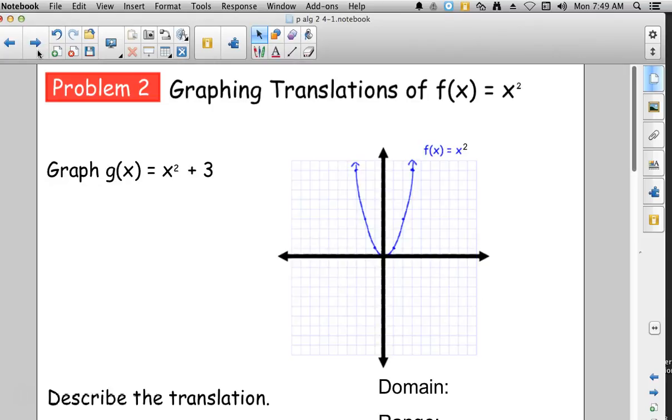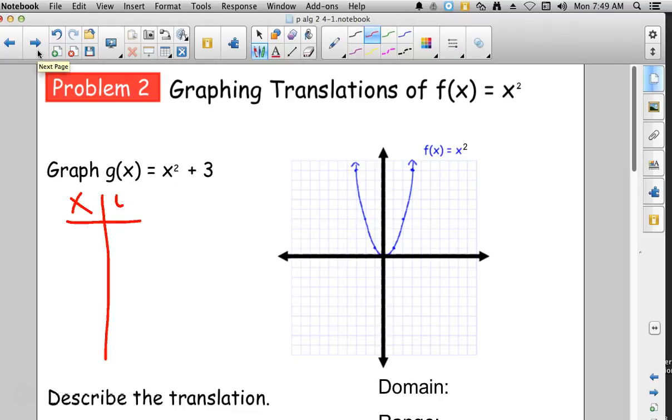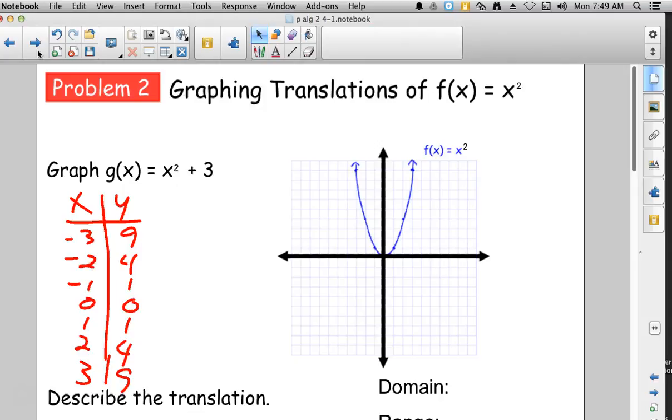Graphing translations of f of x equals x squared is problem two. And this one says g of x equals x squared plus 3. So with this one, my parent function, and I maybe don't always write it down, but I'm constantly thinking about our normal parent for parabolas. Just think about those in your head and not necessarily have to write those down. So we see that graph over there. That's f of x equals x squared. But I don't want to make a whole other table to add 3 because I'm supposed to know what that 3 is doing.